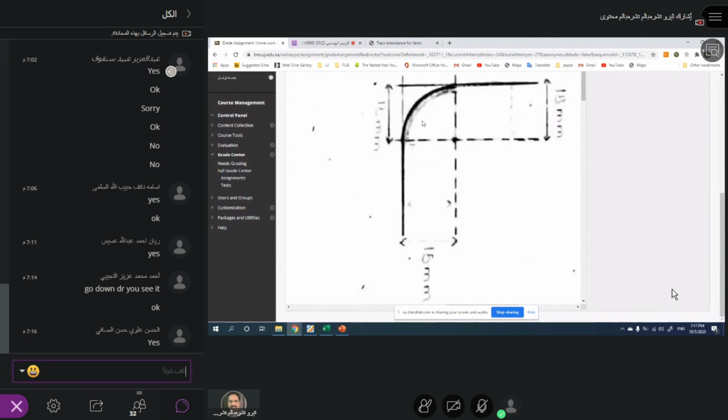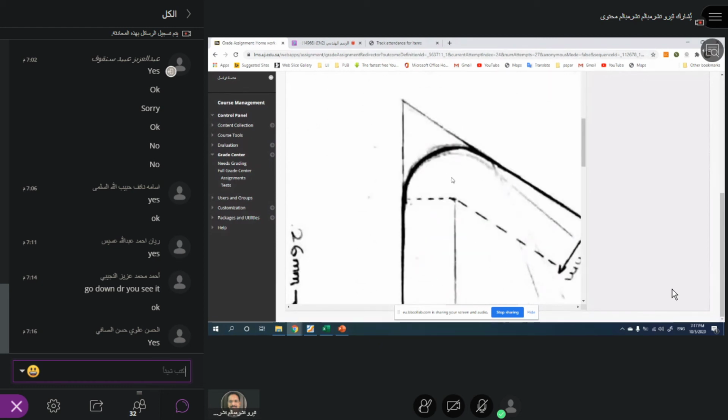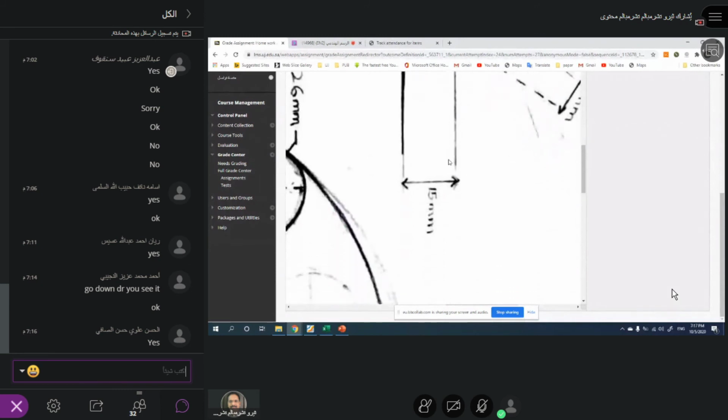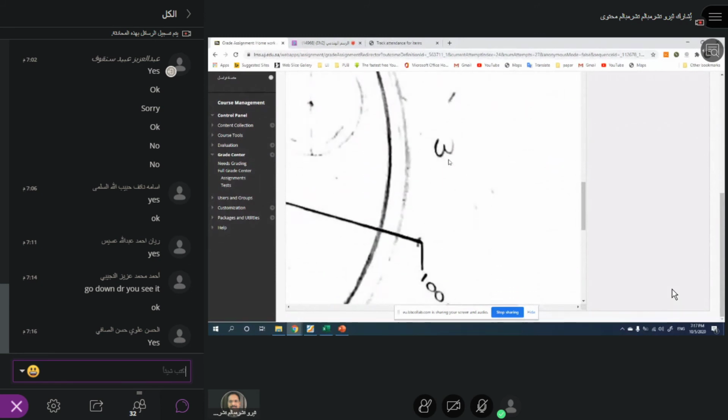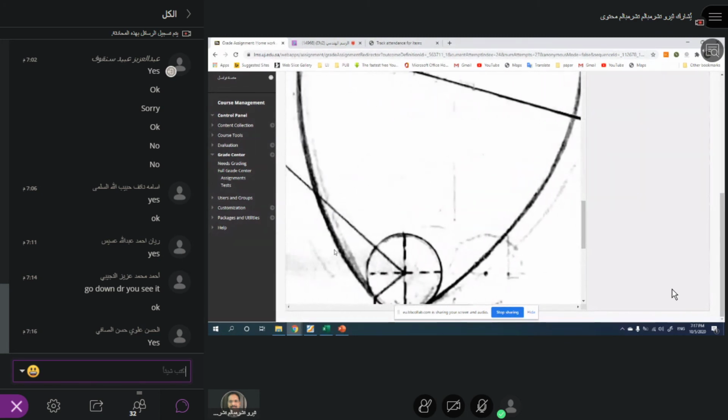Double lines? Why make so many? A little thicker, but the only thing is, I think you are okay. Only improve the neatness of your drawing, okay? I think you are okay, but the drawing is not neat.